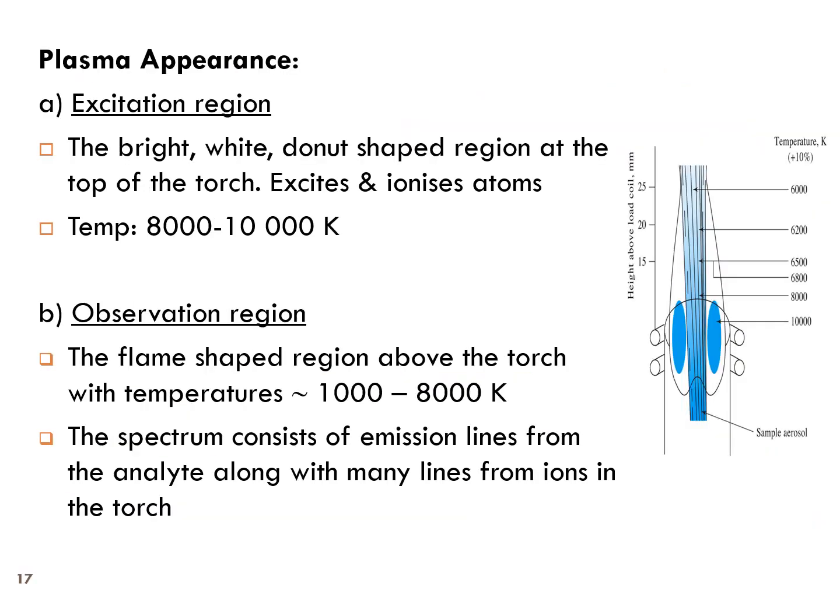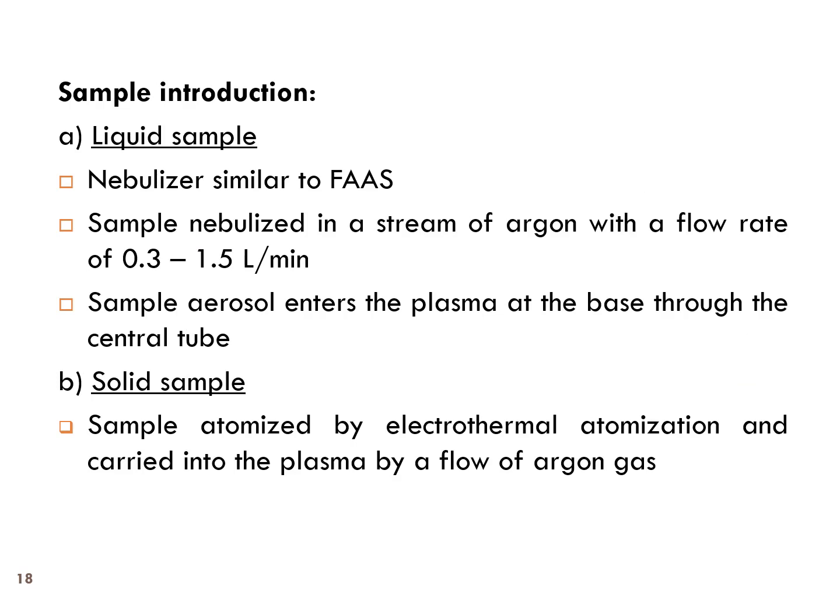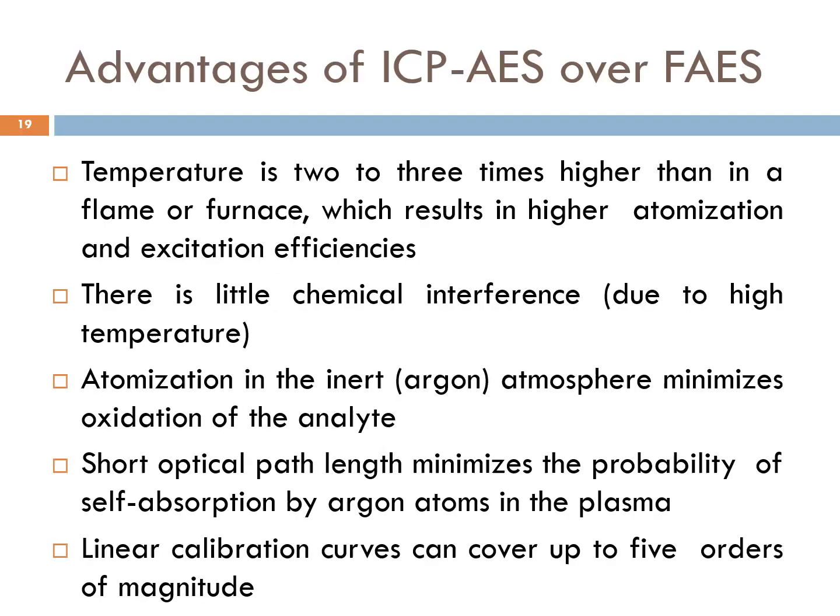Okay, untuk plasma appearance dia ada excitation region, the bright white donut shaped region at the top of the torch. And this bahagian akan excite and ionize atom. Temperature about 8,000 to 10,000. Okay, kat sini lah, kat torch ni. And the observation region adalah dekat 1,000 hingga 8,000. Okay, dekat atas ni. Okay, for sample introduction inside the plasma, kalau untuk liquid sample sama je dengan macam AAS dengan AES, ada nebulizer. Untuk solid sample, kita guna electrothermal atomization.